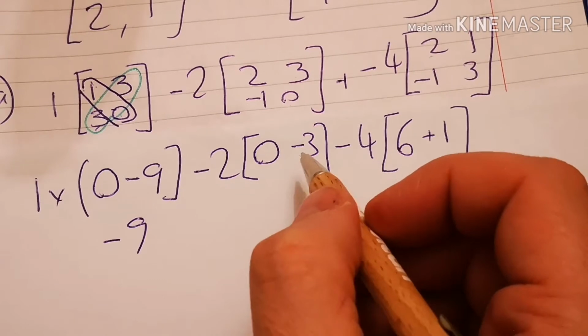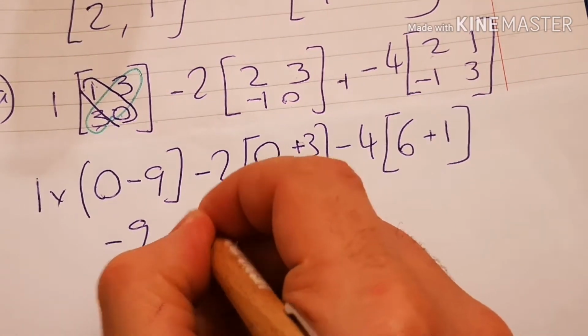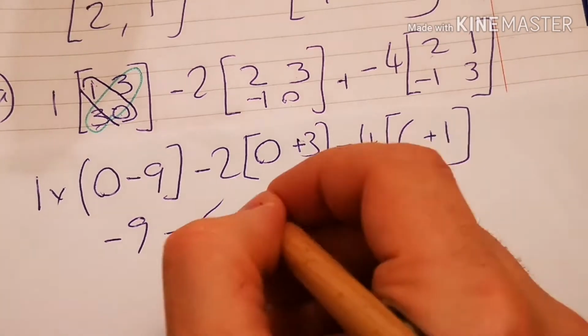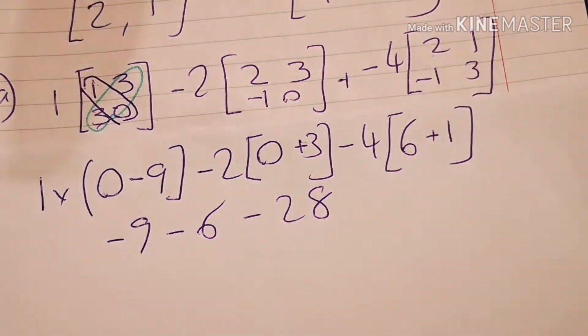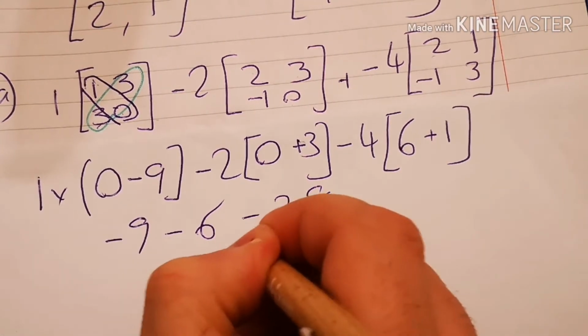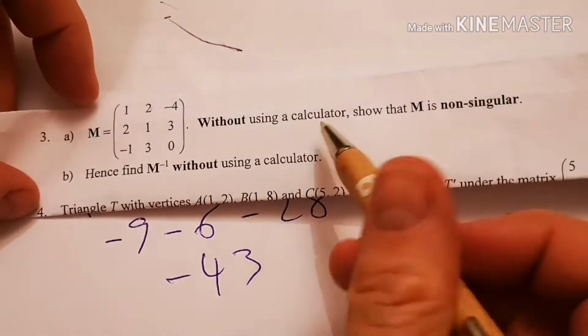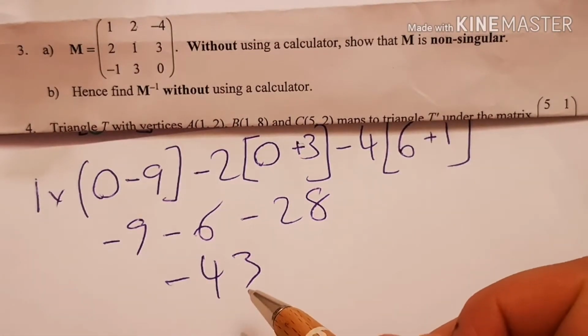That one there, I forgot about the minus, so this actually changes to a plus, so it's 2 times 3, which is actually minus 6. This one here is 7, so it's minus 4 times 7, which is minus 28. If I do it on my calculator, just because I'm getting tired, minus 9, minus 6, minus 28, which is minus 43. If I remind myself of the question, it says show that M is non-singular, and I've done that. Working out the determinant gives minus 43.